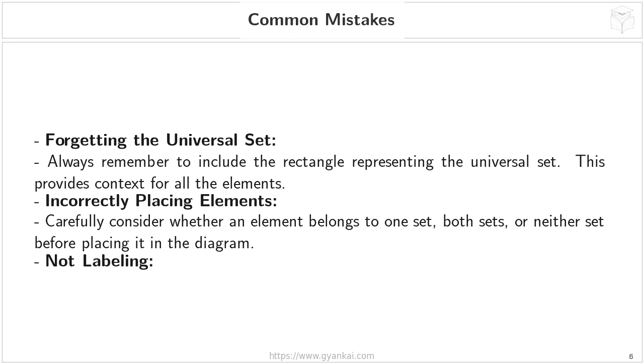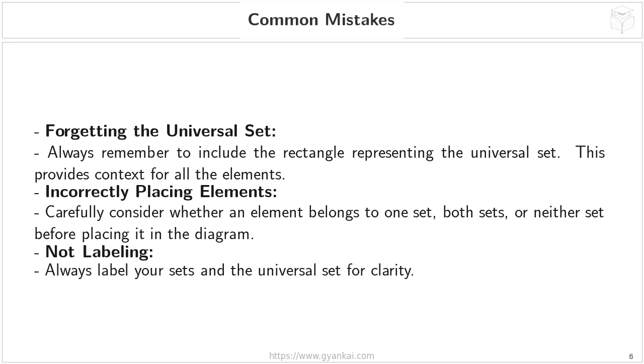Finally, let's talk about not labeling. This might seem obvious, but it's a surprisingly common error. Always label your sets, A, B, C, whatever you're using, and don't forget to label the universal set as U. Clear labeling makes your diagram understandable, not just to others, but also to yourself when you come back to it later. It prevents confusion and ensures you can easily interpret the information presented.